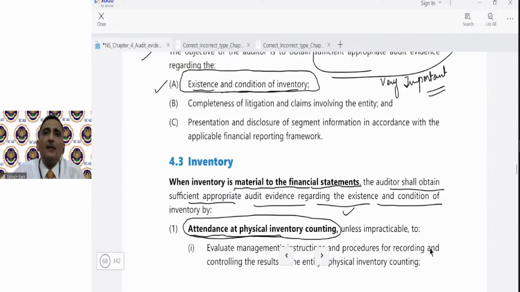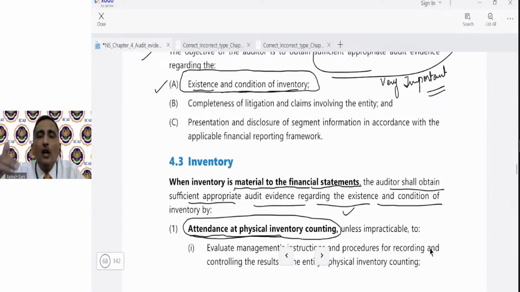Some time back, a student was asking whether the physical inventory count falls within the scope of an audit. Yes, attending the physical inventory count falls within the scope of an audit. The auditor has to obtain sufficient appropriate audit evidence by attending the physical inventory count process. The physical inventory would be done by the company, by management and the company's employees.